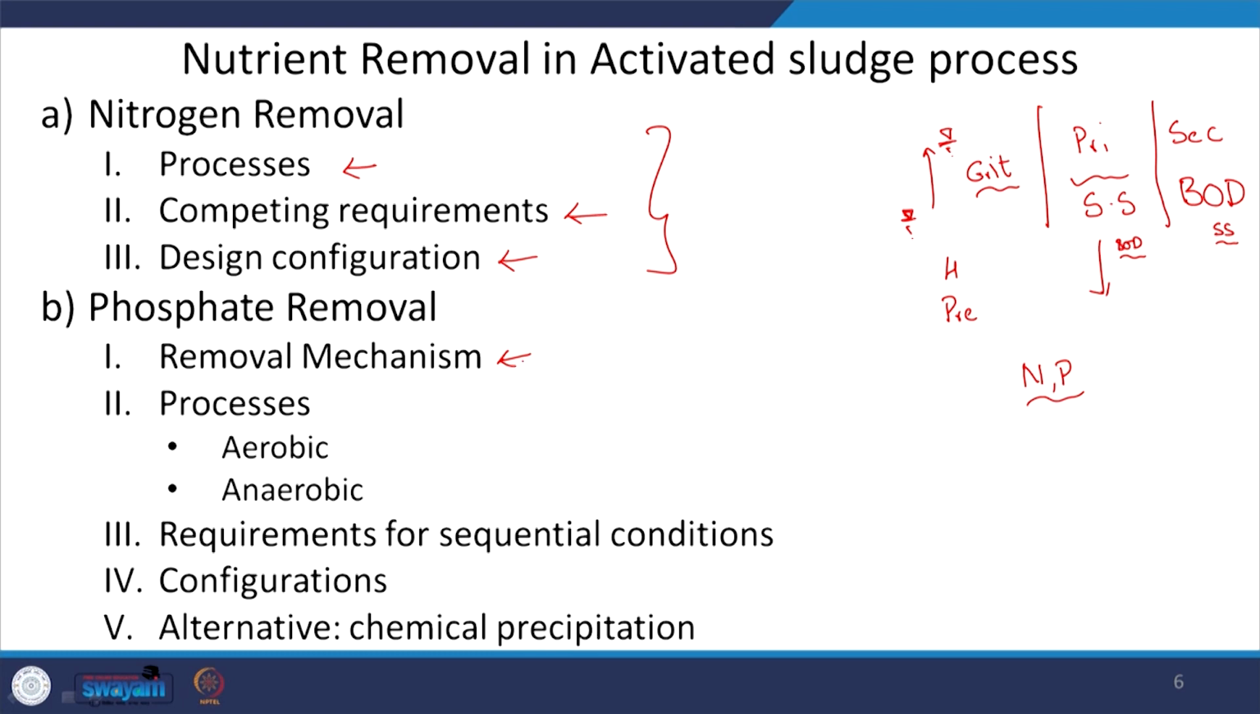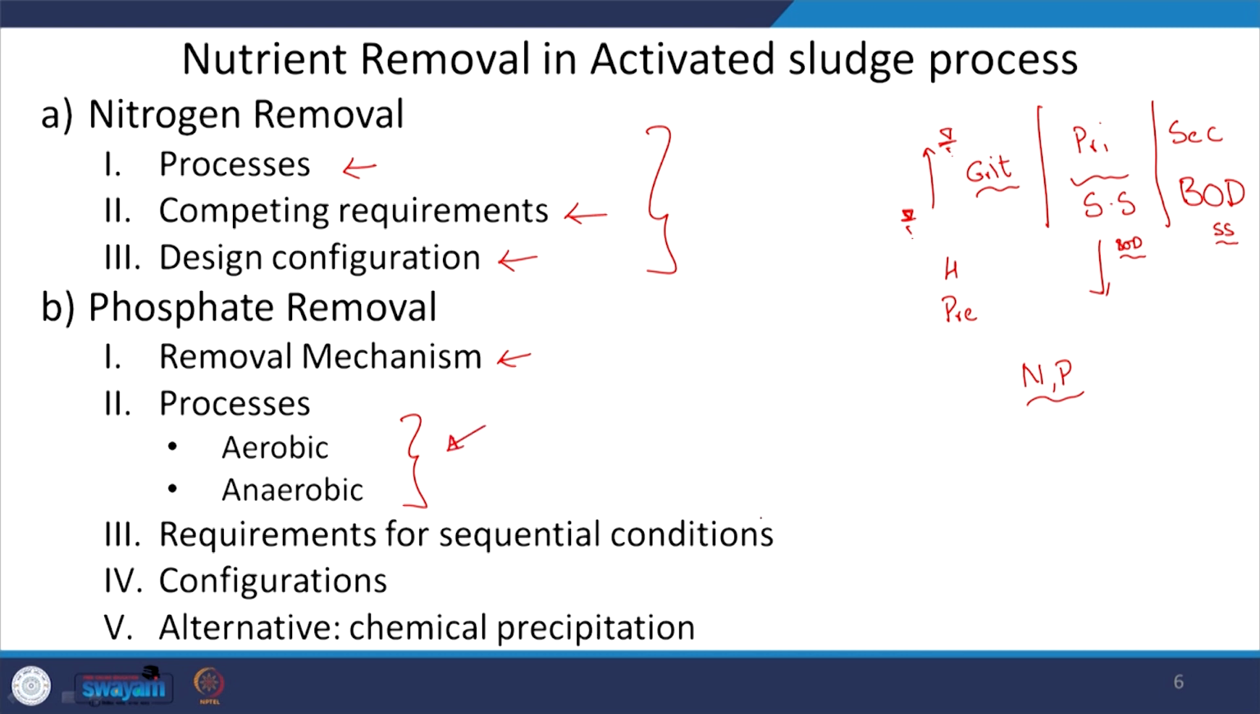So, the principle is more or less the same in nitrogen removal. So, that is easy. In phosphate removal, it is a bit more tricky. So, we will look at that. There is a particular removal mechanism. We will understand the mechanism and we will see why we need to have alternating anaerobic and aerobic conditions. We will look at why.